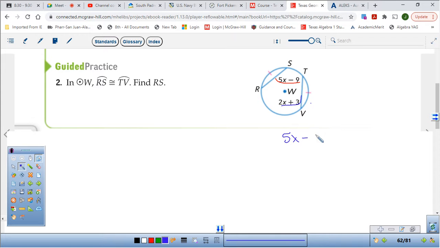Excellent. So we're going to go 5x minus 9 is equal to 2x plus 3. In this situation, I'm going to show you how you're supposed to think of this one. This arc is congruent to this arc, so that means that this chord is equal to this chord. And like Eileen put it, the length is in terms of x, and we're going to put that one equal to the other one to give us x.